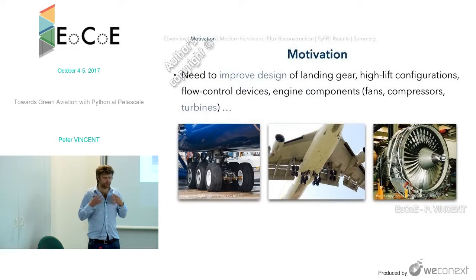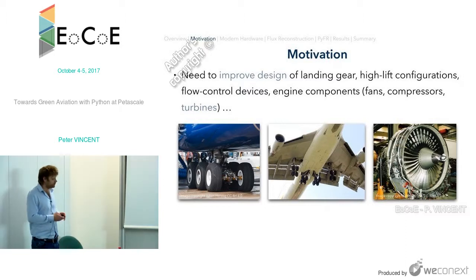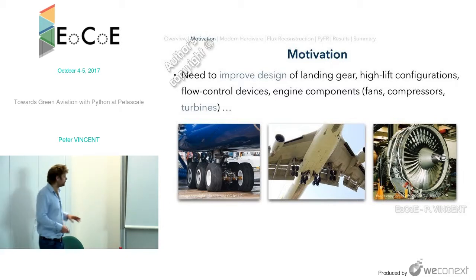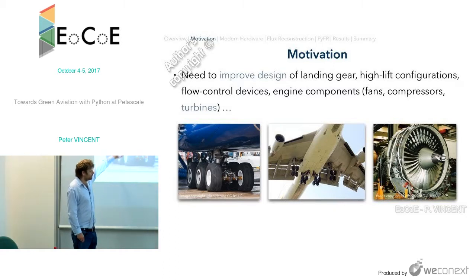Now there's a whole bunch of ways to try and reduce the impact of aviation, the environmental impact of aviation, reducing emissions. These relate from everything to sort of how you schedule aircraft to take on and off at big airports, all the way through to what we're interested in here, which is the actual aerodynamic efficiency and aerodynamic performance of different components of the aircraft.